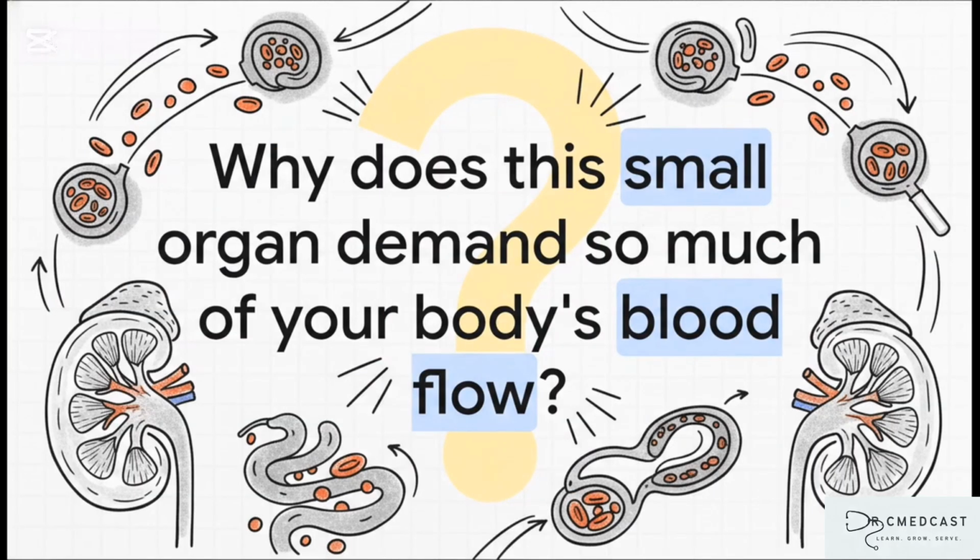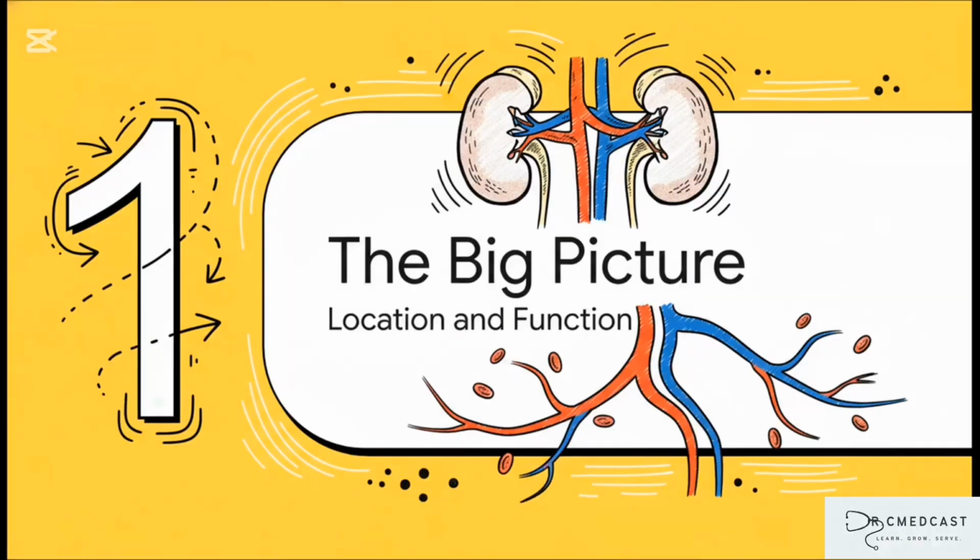So, that leads to a really fascinating question, right? Why on earth does this relatively small, bean-shaped organ need such a massive chunk of your body's blood flow? Well, the answer is hidden in its incredible architecture, from the big structures you can see all the way down to the microscopic level.